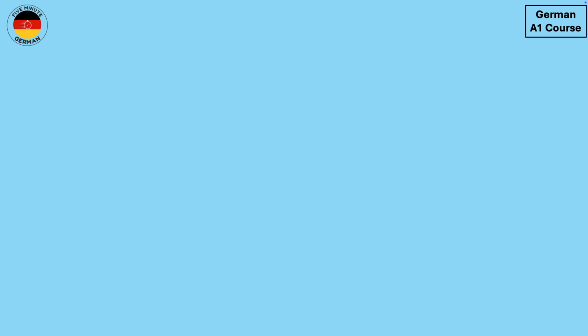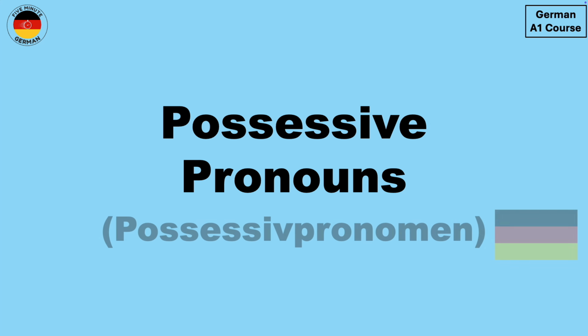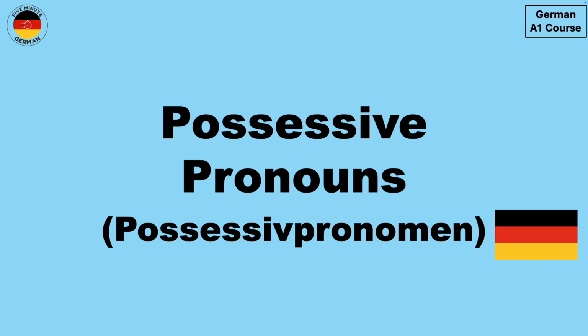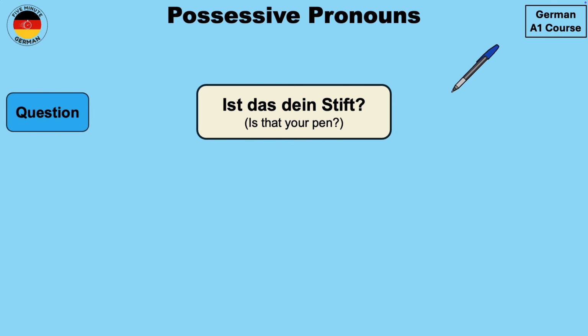Now let's take a look at the possessive pronouns, or possessive Pronomen as they are called in German. To understand them, let's take a look at the question: Ist das dein Stift? Is that your pen? So Stift, which means pen, is der Stift. It is masculine in German. So we can answer this question in two ways.